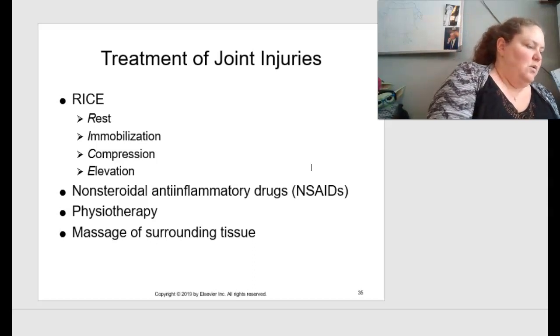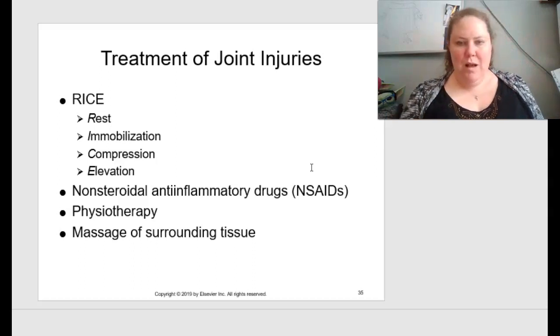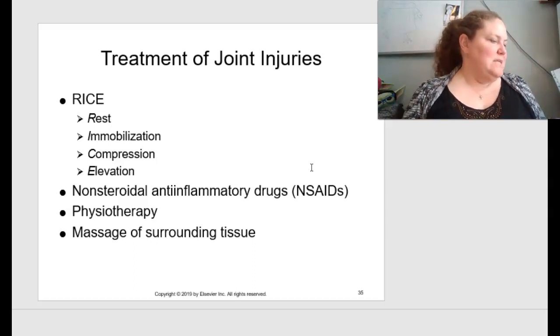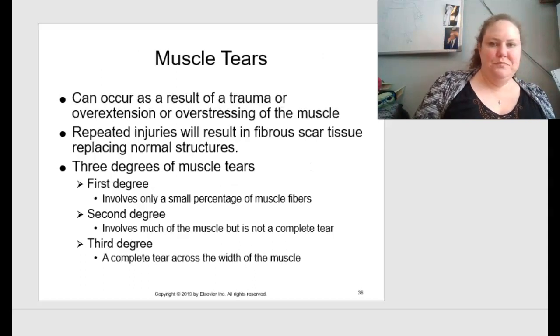And then you're also going to want to possibly do the massage around the surrounding area so that you make sure that tissue doesn't calcify, but also doesn't seize up and cause even more problems. So you're going to keep massaging that area so that we can keep it supple.